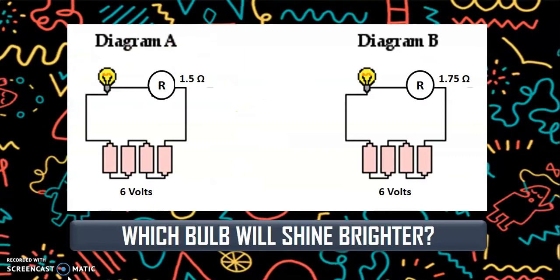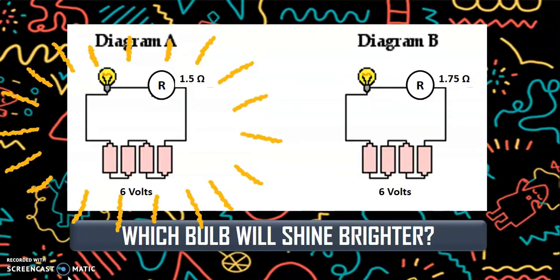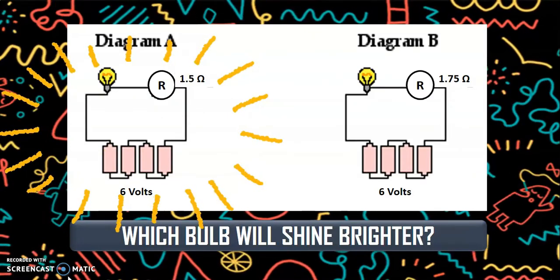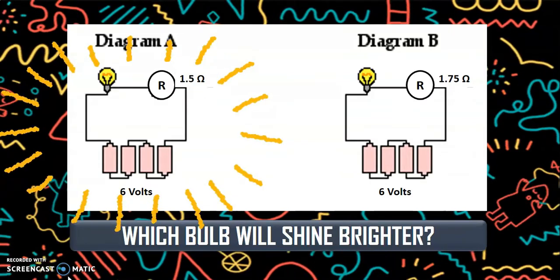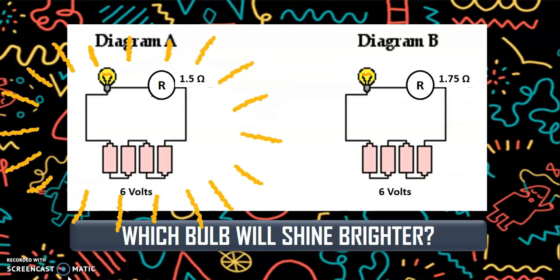In the second situation, circuit A and circuit B have the same voltage, but they offer different amounts of resistance. In this case, which bulb will shine brighter? The answer is bulb A, because in circuit A, the resistance is lower than that of circuit B, and when the resistance is low, the current is high.